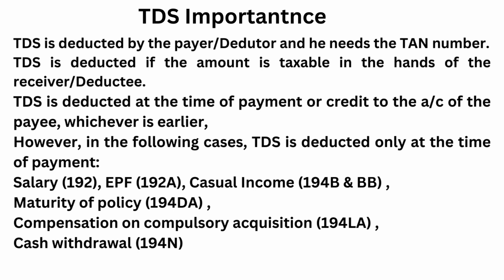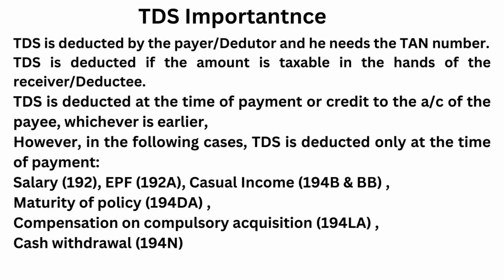Some important points of TDS. TDS is deducted by the payer, the deductor, and he needs the TAN number. TDS is deducted if the amount is taxable in the hands of the receiver, the deductee. TDS is deducted at the time of payment or credit to the account of the payee, whichever is earlier.